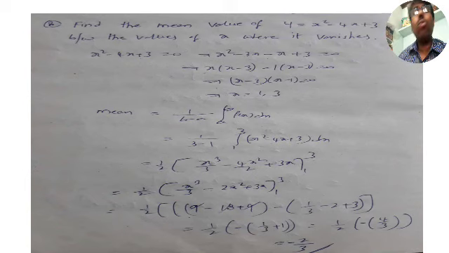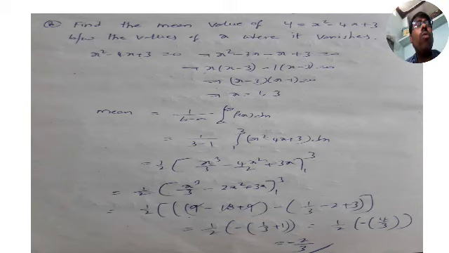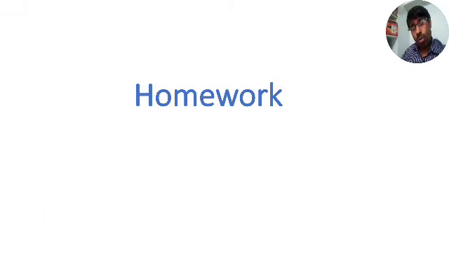Are you getting it? So this is the lesson. Now it is time for giving homework. So let me go to the homework part. Before giving homework, as usual, I want to tell one thing. What is that? Read the formula. What is the mean value for a function on a closed interval? Mean is equal to 1 by b minus a integration a to b f of x dx. This is the mean value.